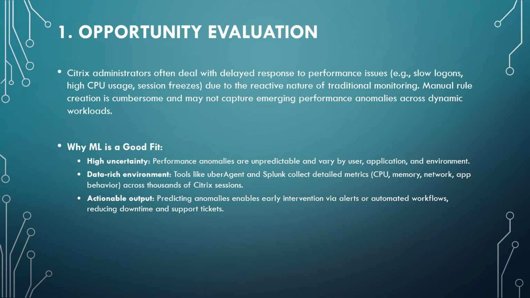The second one is that it's data rich. We have a lot of information. Tools like Uber Agent and Splunk collect hundreds of telemetry data points across thousands of sessions every day, which gives you all the information you need to start training these machine learning products. And finally, it's highly actionable. If we can detect anomalies early, IT can take action before users are even aware there's a problem, or at least stop a bigger impact on your production environment.